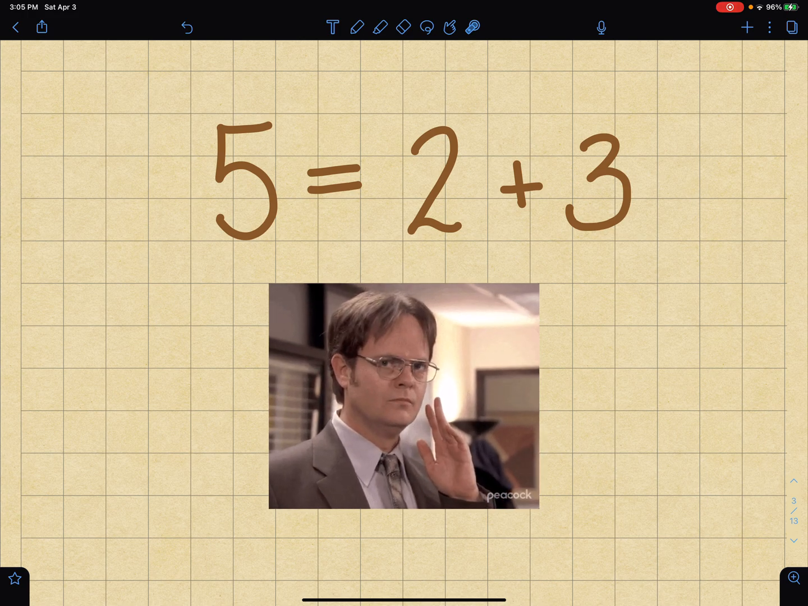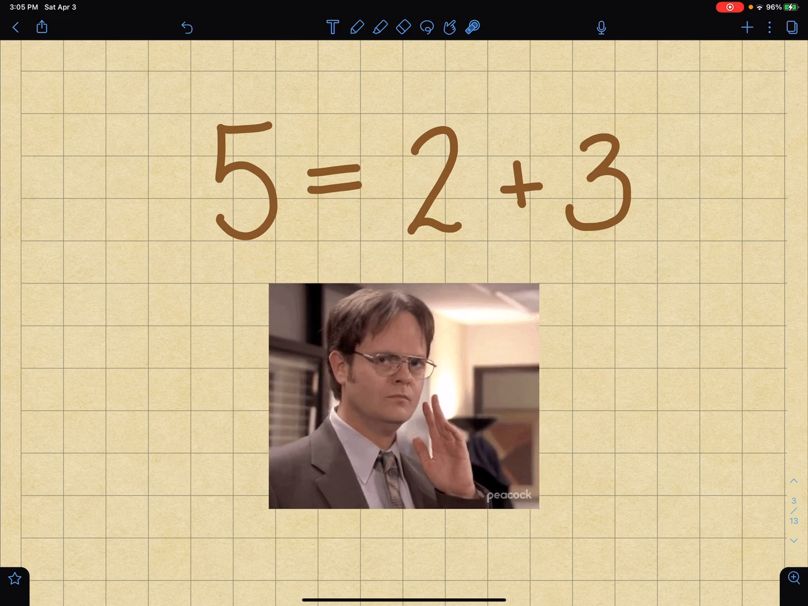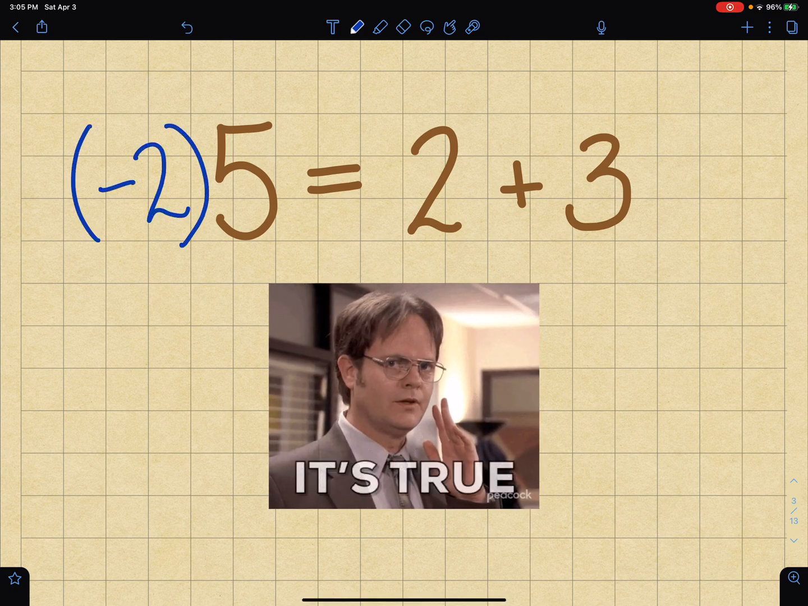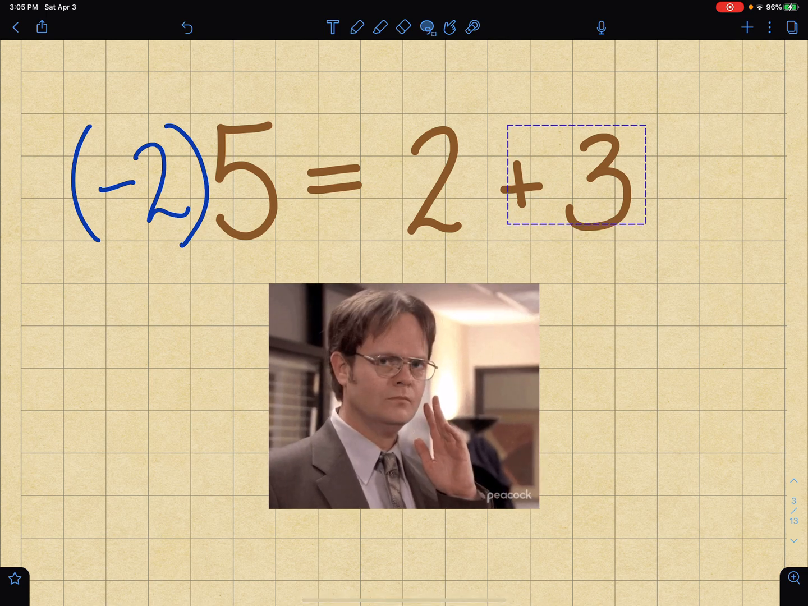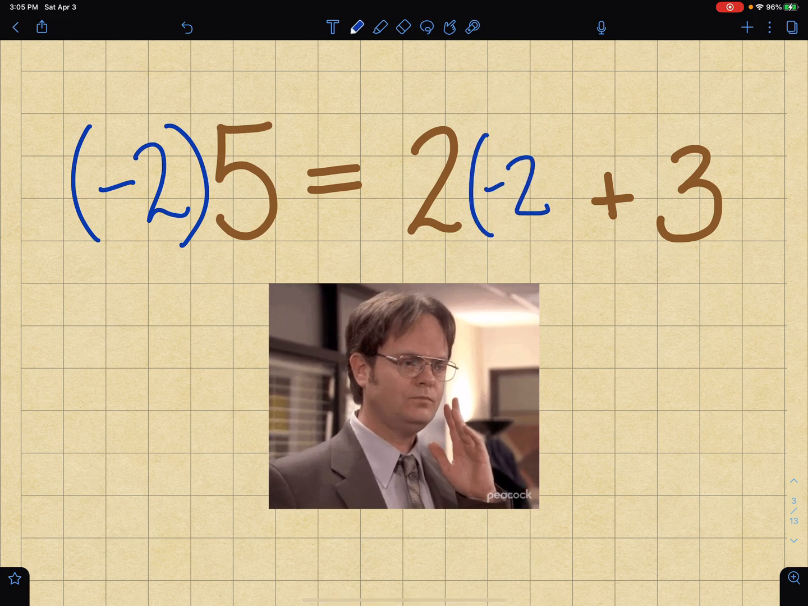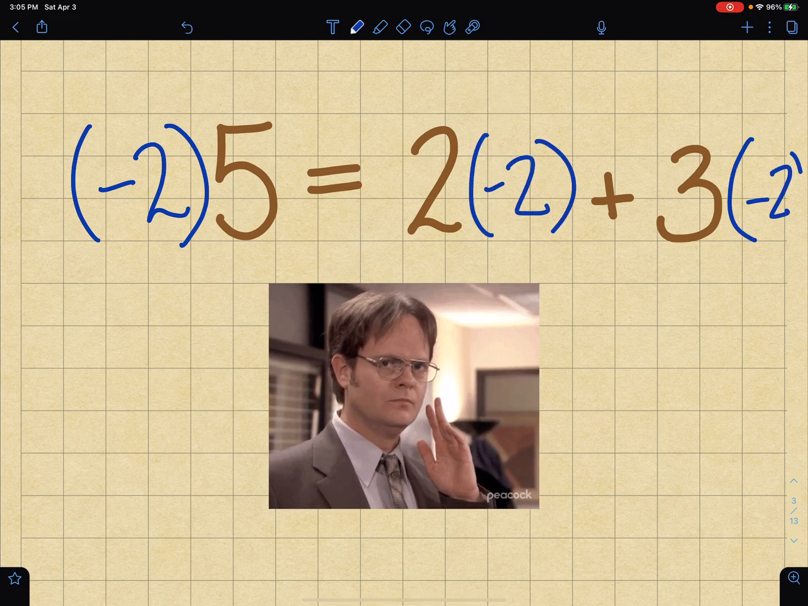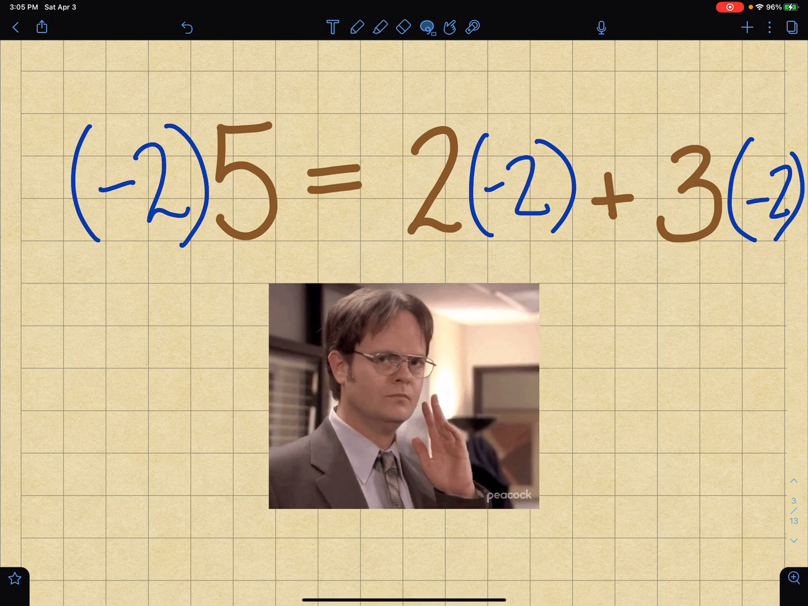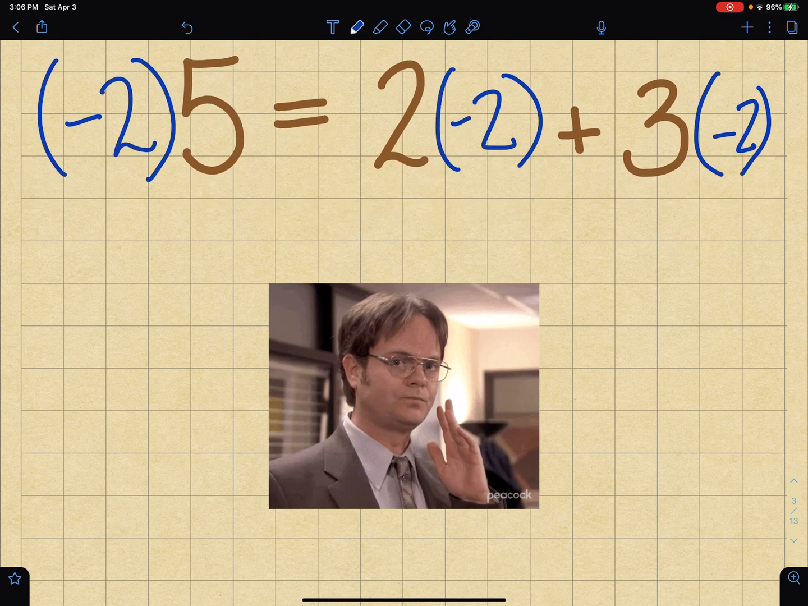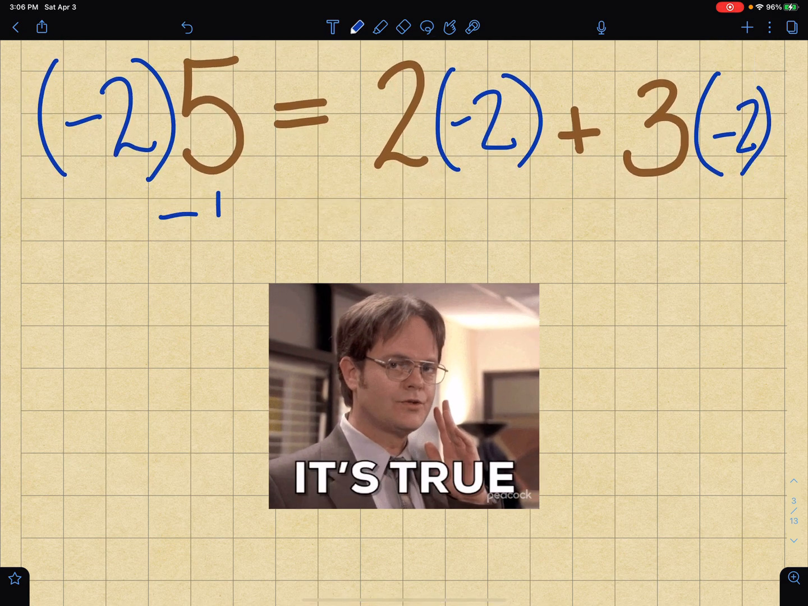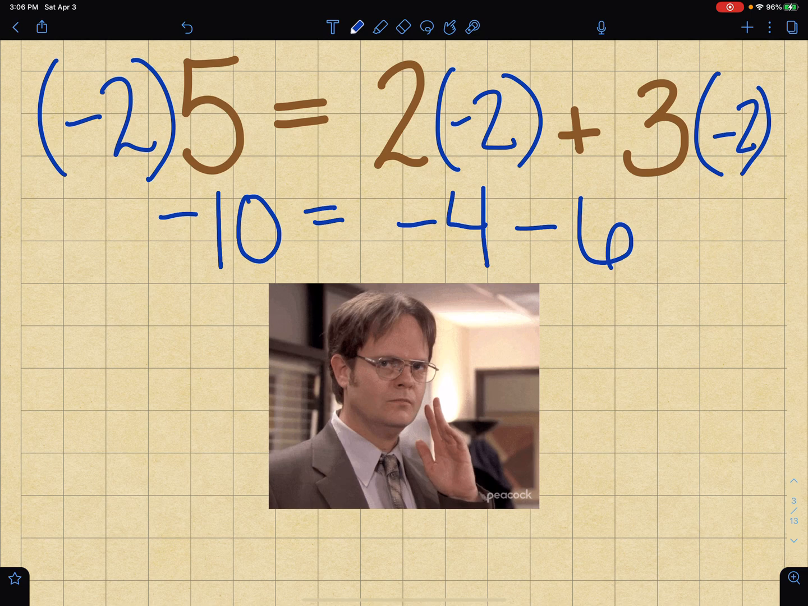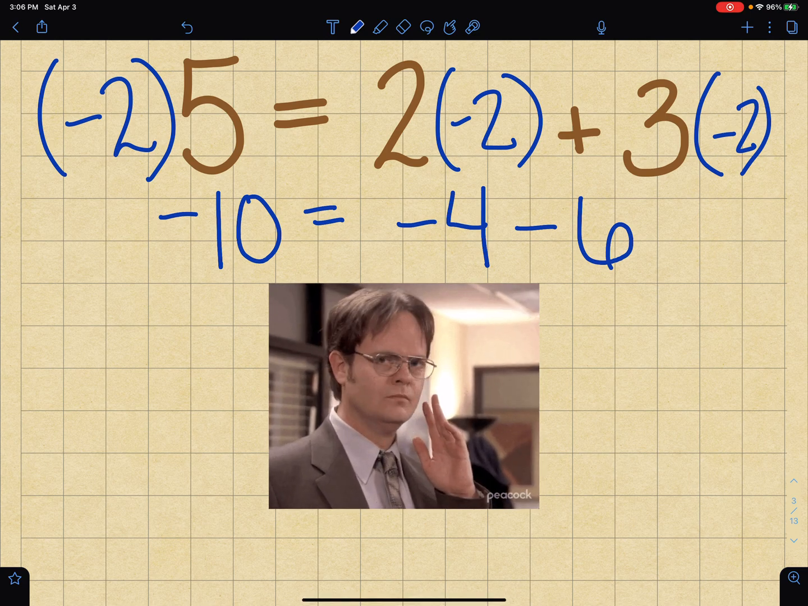Okay, now let's multiply every single term by negative 2. So we'll multiply the 5 by negative 2, the 2 times a negative 2, and then the 3 times a negative 2. Okay, so if we multiply all of that out, we are going to get negative 10 is equal to negative 4 minus 6. And that's still true. Dwight is correct.